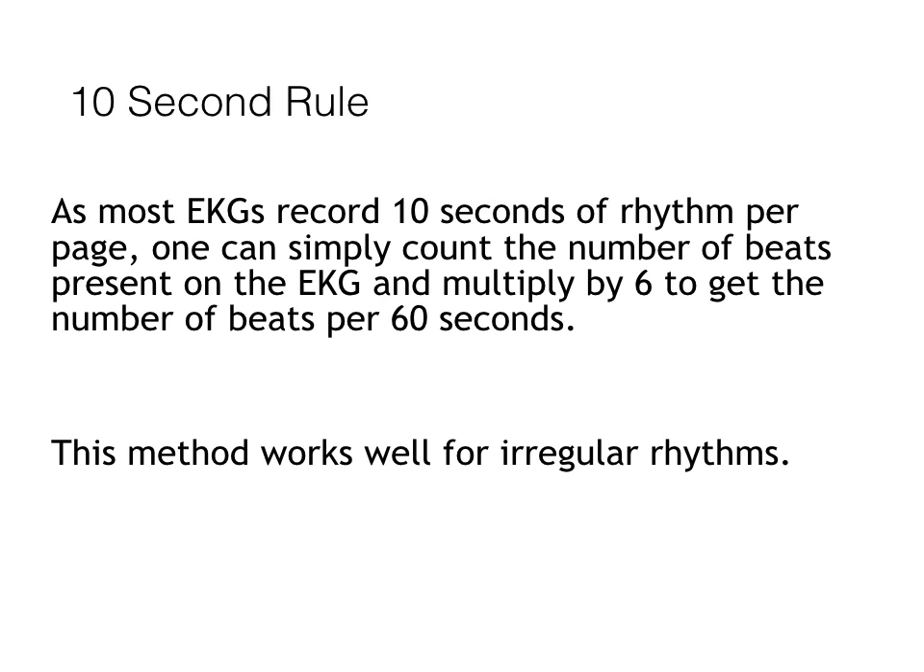Now, the 10-second rule. As most EKGs record 10 seconds of rhythm per page, one can simply count the number of beats present on the EKG and multiply by 6 to get the number of beats per minute. This method works well for irregular rhythms also.